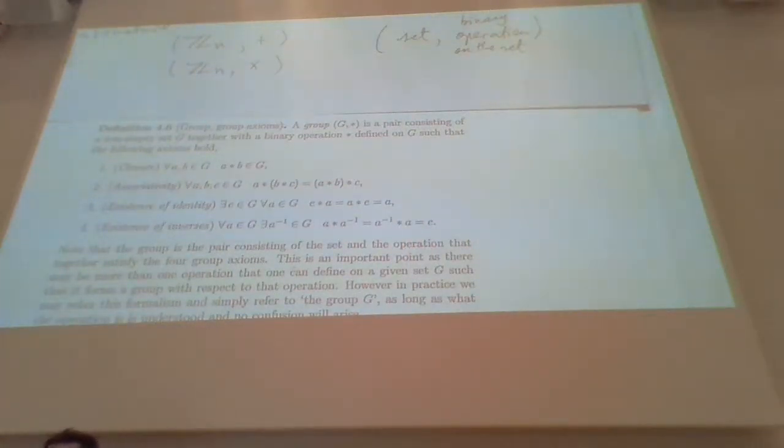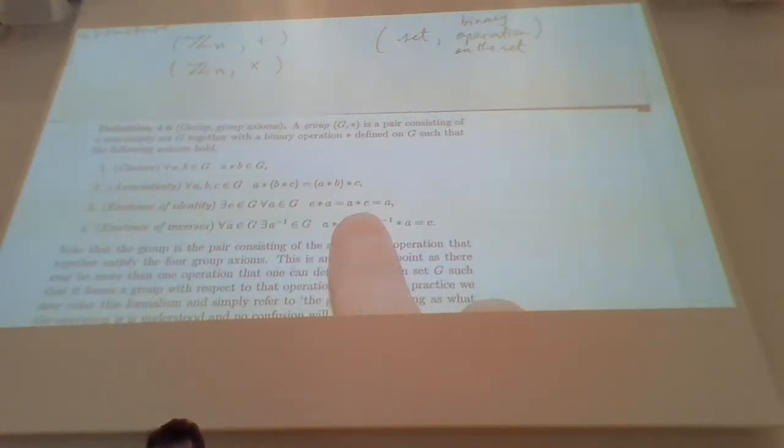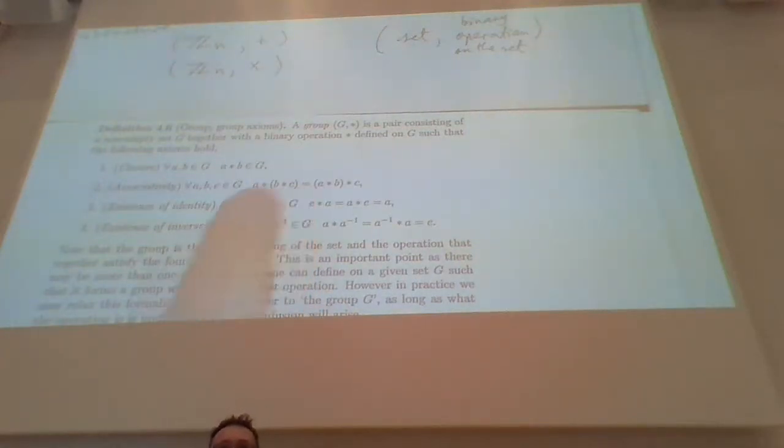Third property is the existence of an identity. So there's a very special element in the set which has this property. Now when you take the product of it with A on either side, it gives you back A again, and that this holds for every A in the set. Okay?